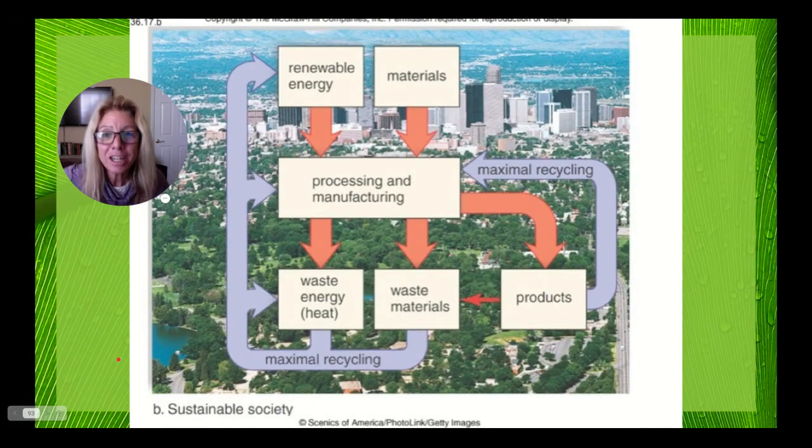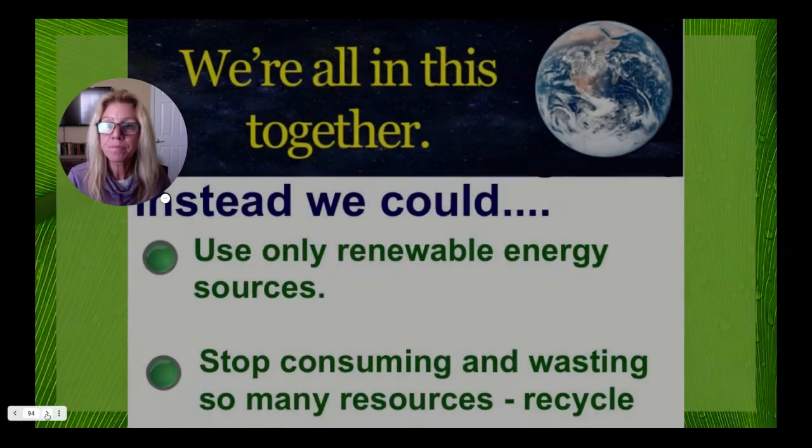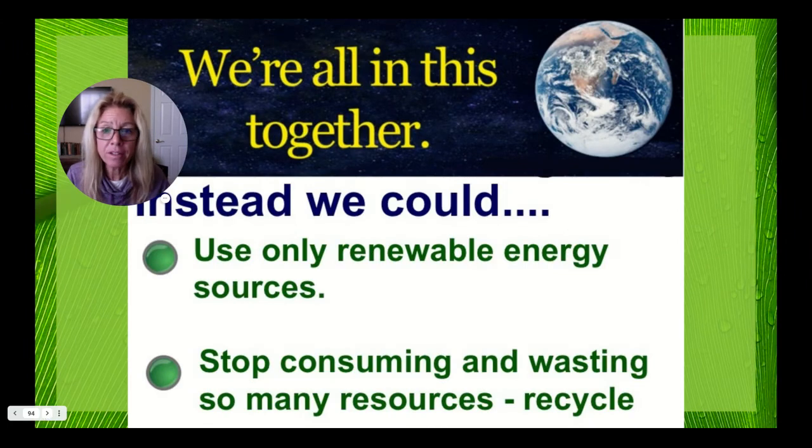So in a sustainable society, we would have maximal recycling, right? And minimal waste heat. So characteristics of a sustainable society: use only renewable energy sources, reuse heat and waste materials, and maximize recycling of products. So we're in this all together. So using those renewable energy sources and stop consuming and wasting so many resources, recycle.